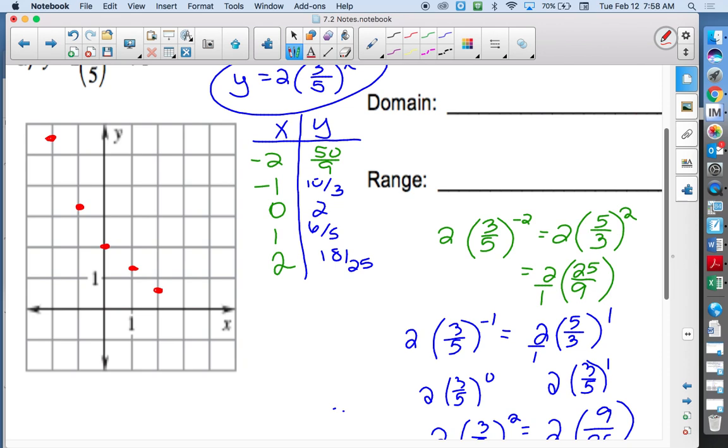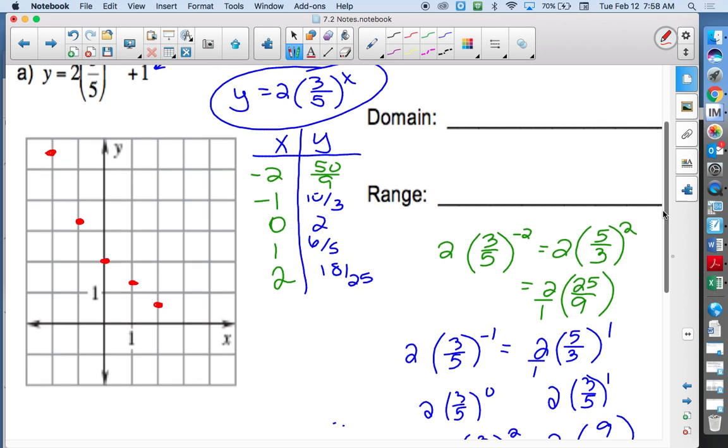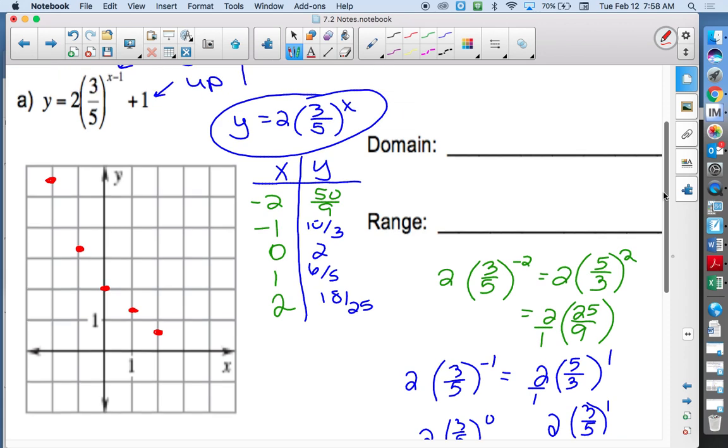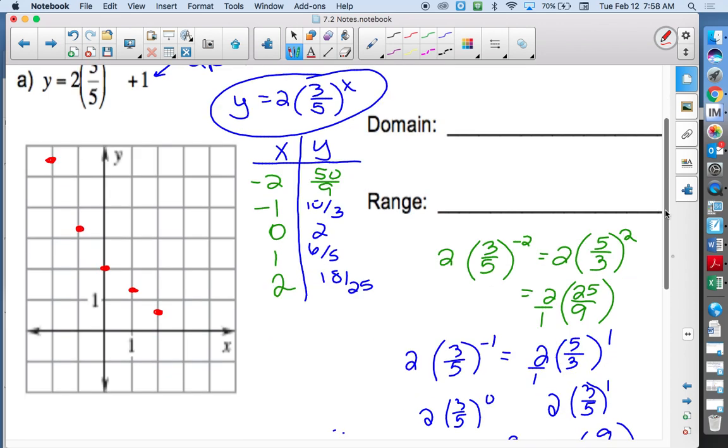Is there something wrong with that last number? 9 25ths to 18. Like, anybody get something different here? It should be bigger than 1. No? Oh, we didn't get that one yet. Never mind. My fault. Okay.